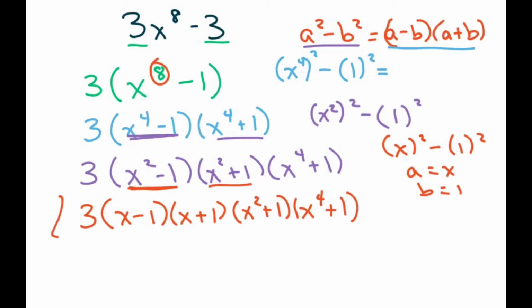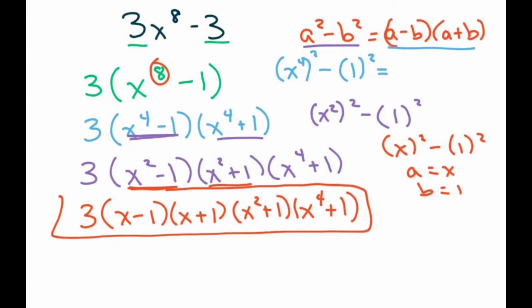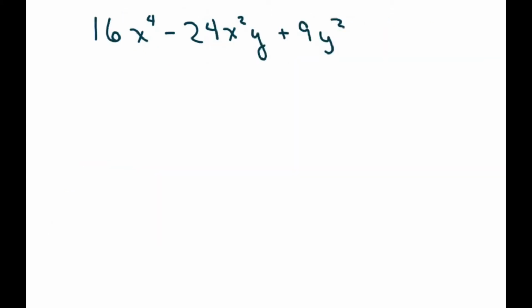And that is completely factored. Okay? And the last one is this one. I do notice that these are both perfect squares. So we have a perfect square trinomial.